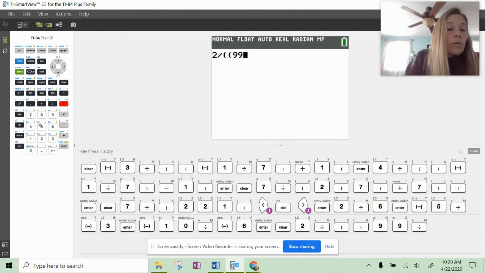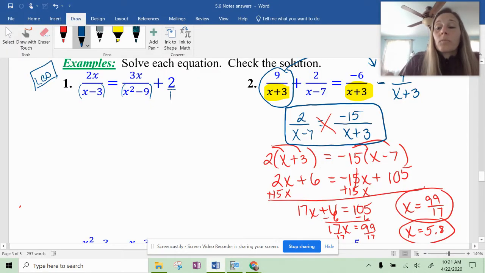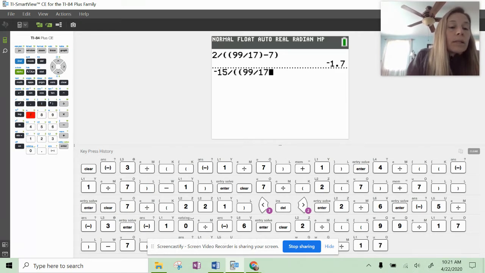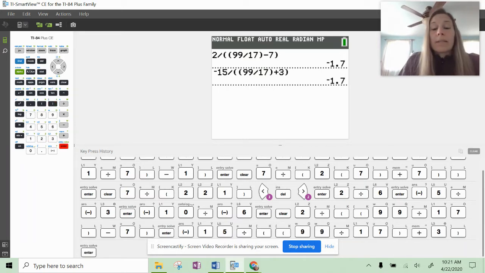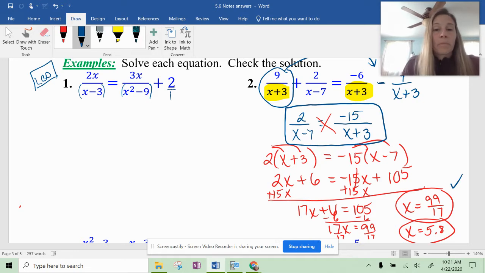So 99 over 17, and then I'm going to be subtracting 7 from that. So the left-hand side would give me negative 1.7. Now the right-hand side of my equation is negative 15 over x plus 3. So negative 15 divided by my x, which is 99 over 17, plus 3. And that also gives me negative 1.7. So this answer is a legitimate answer. It's not extraneous, so that would work.